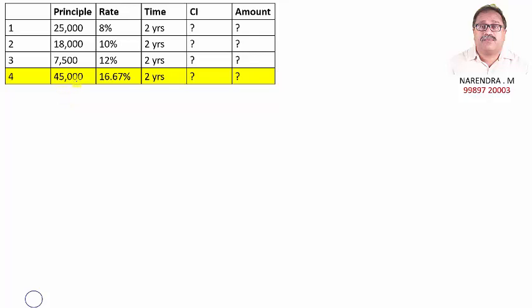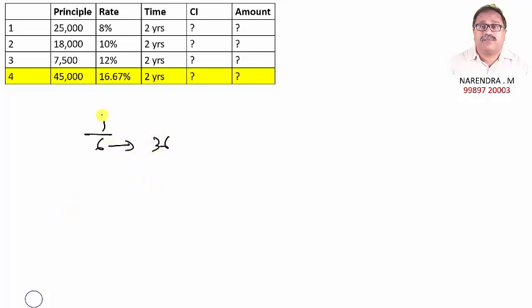That is 45,000 is principal, 16.67% rate of interest, and for 2 years. Find out the difference between SI and CI. Now I'll take the fraction here. That is 16.67. We know 1 by 6. Generate the principal, and that is 6 square, 36.